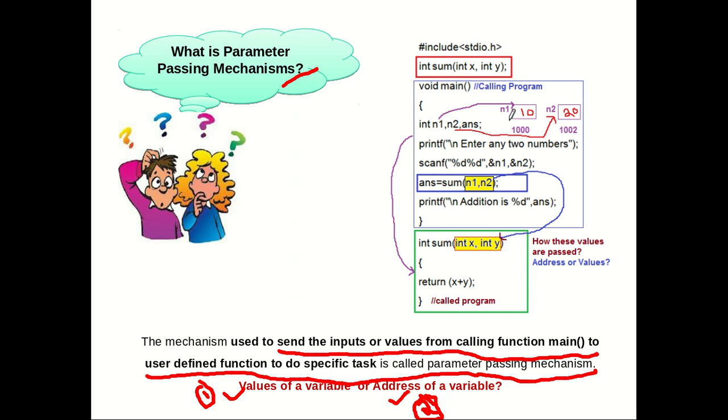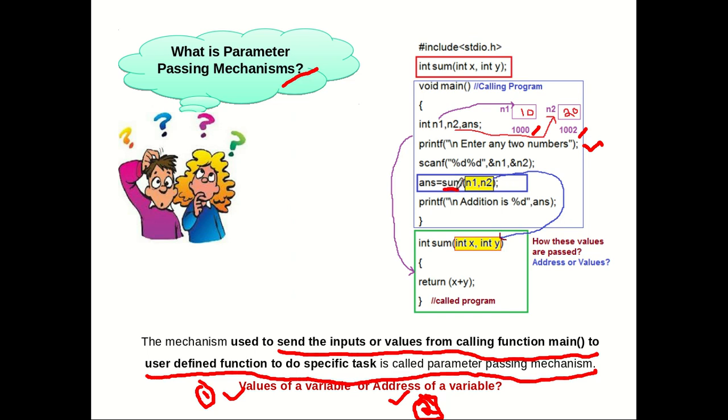Here two variables are declared, n1 and n2, and these two memory locations are created. 1000 is the address of n1, 1002 is the address of n2. Whenever the user is asked to enter the two numbers, when he enters 10, the 10 will be stored in n1. Suppose he enters 20, 20 will be stored in n2 here. So what we are doing in this particular example, we are representing variables here.